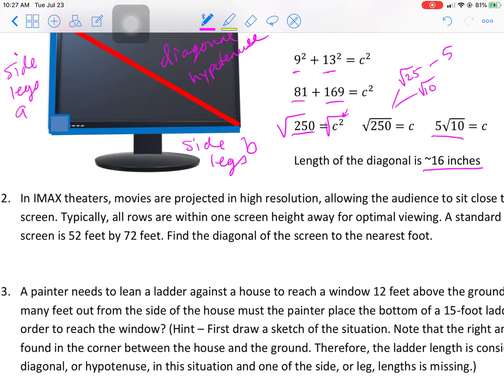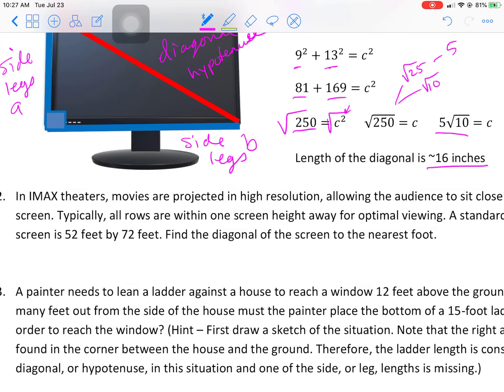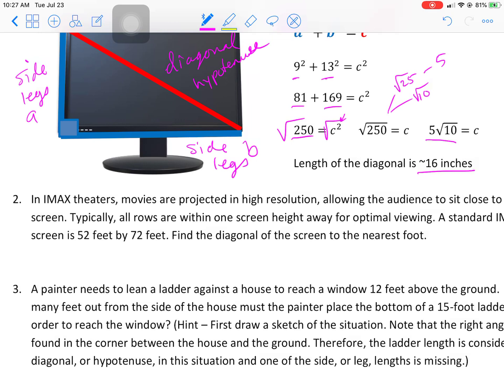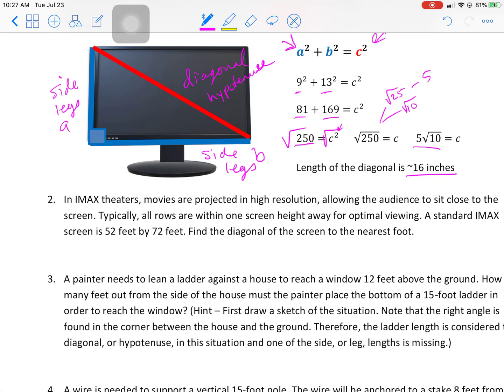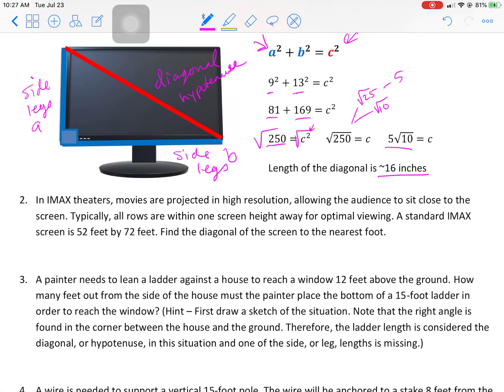So how about an IMAX theater? Number 2, an IMAX theater. The movies are projected in high resolution, allowing the audience to sit close to the screen. Typically, all rows are within one screen height away for optimal viewing. Standard IMAX screen is 52 feet by 72 feet. So what is the diagonal?